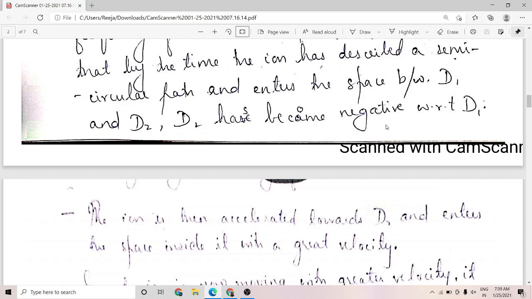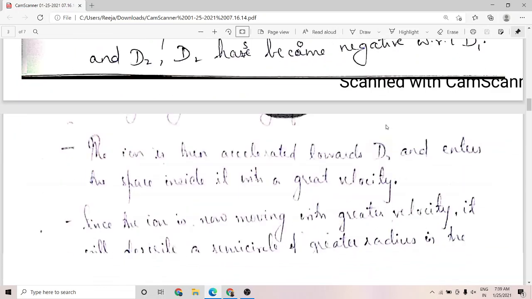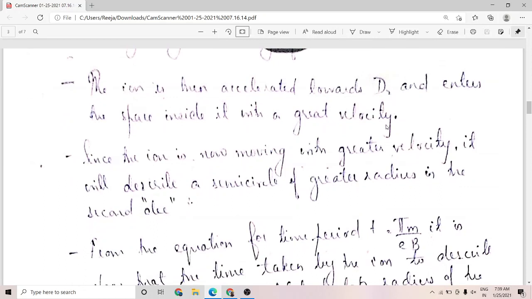When it travels through this semicircular path and comes out of the first D, it should be able to see a negative potential in the second D. So when the ion comes out of the first D, it should see a negative potential at the second D, and the positive ion is accelerated towards D2, and it enters the space inside it with a greater velocity because it has been accelerated again.